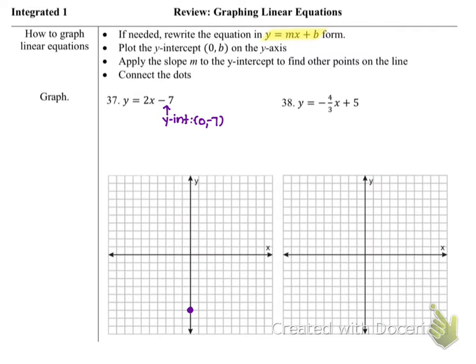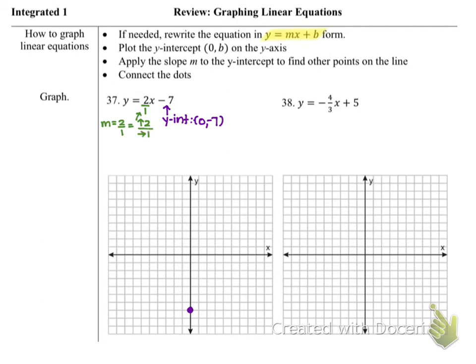Now that I've done that, I'm going to go back up to the equation, and I want the slope to look like a fraction. Remember, the slope is the number that is attached to the x. So it's this 2, but if there's no denominator there, I'm going to go ahead and put a 1. So this is telling me that the slope is 2 over 1. Remember, the number on top tells us to go up or down. Since it's positive, we're going to go up. The number on the bottom tells us to go right or left. Since it's positive, we're going to go right.